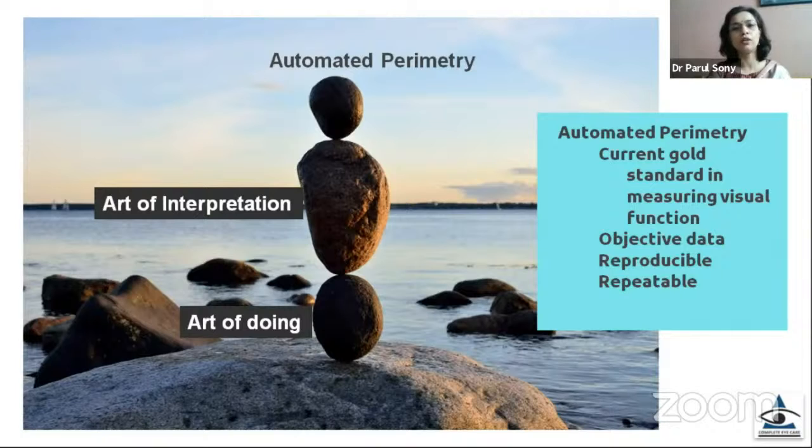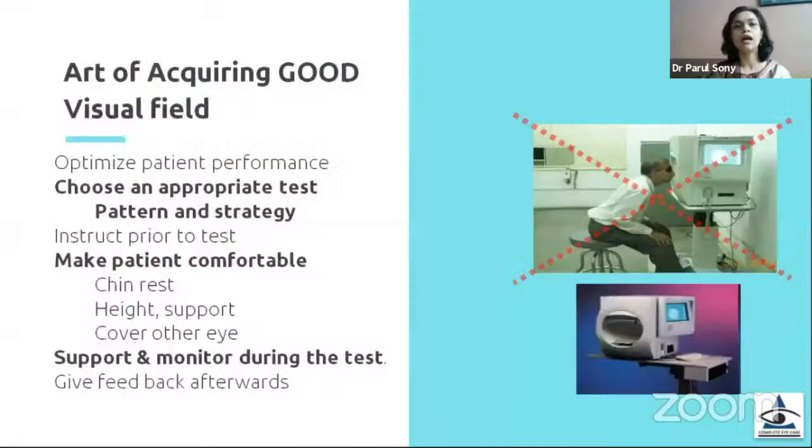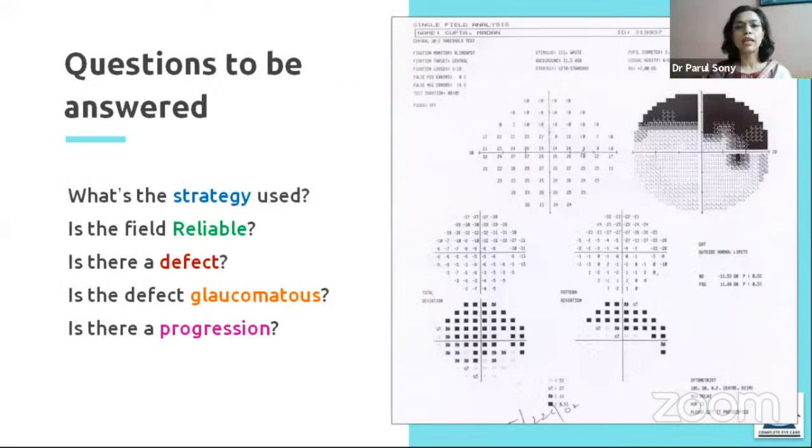It stands tall not only on the art of good interpretation of the visual field, but also on the art of doing the visual field. I won't be going into the details, but whenever we order a field, we should ensure what type of strategy we are ordering for that particular patient. Before we start a field, we should explain to the patient what we are going to do, make the patient comfortable, and support and monitor him throughout the test so that we can have a very good outcome and a reliable visual field.